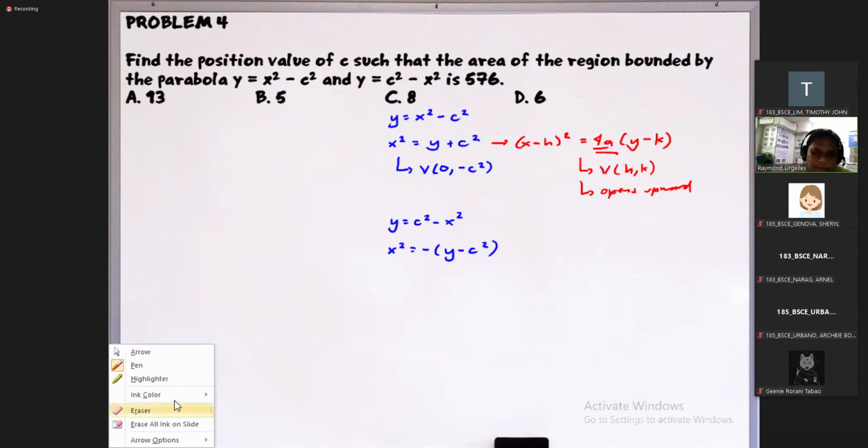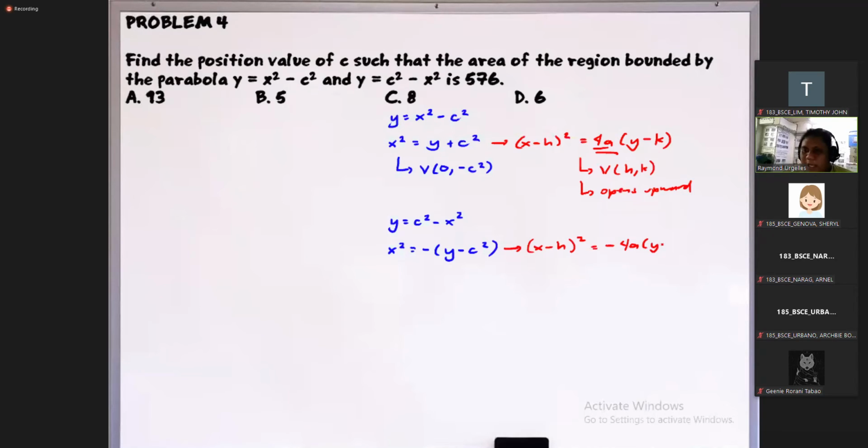So again, yung format naman ng equation natin, sa standard forms ng parabola is of the form x minus h squared is equal to negative, kasi negative yan, 4a times y minus k. So in this case, the vertex is located at hk pa rin. And since negative yan, tapos x yung naka-square, this opens downward. Okay? Okay ba? So which means, what will be the vertex here? Vertex is at 0, positive c squared naman.